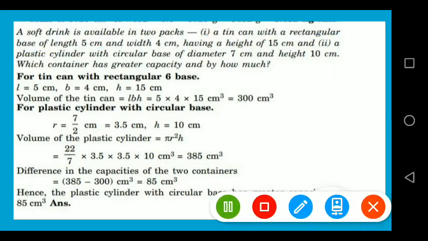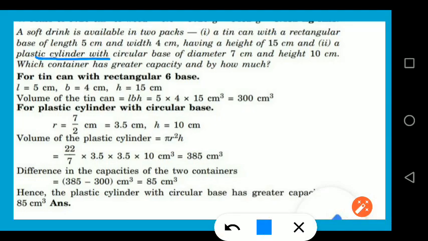Okay, let's move on. What about the second? A plastic cylinder. The second is already given that it is a cylinder with diameter 7 centimeter and height 10 centimeter. Now, which container has greater capacity and by how much? So for that, what we have to do? First, we have to find the volume of the cuboid. Then we have to find the volume of the cylinder, and after that we can say which has the greater capacity and by how much.